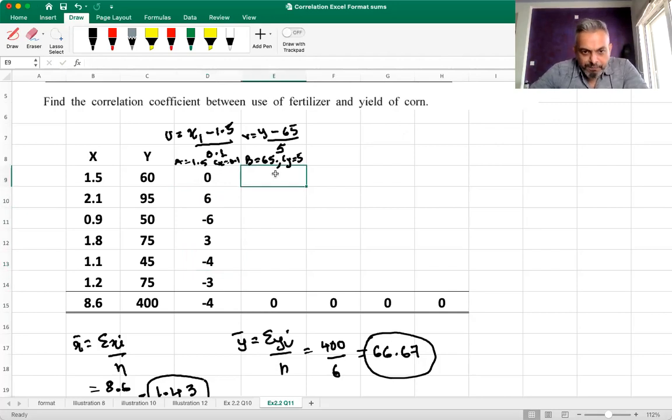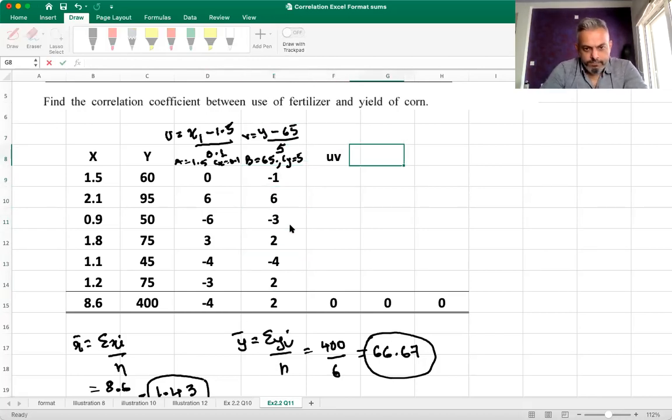Okay, now V: 60 minus 65 is minus 5, upon 5, minus 1. 95 minus 65 is 30, so 6. 50 minus 3, 15 divided by 75, so plus 2. 45, so minus 4. And 75, so plus 2. Always recheck. Seems good.